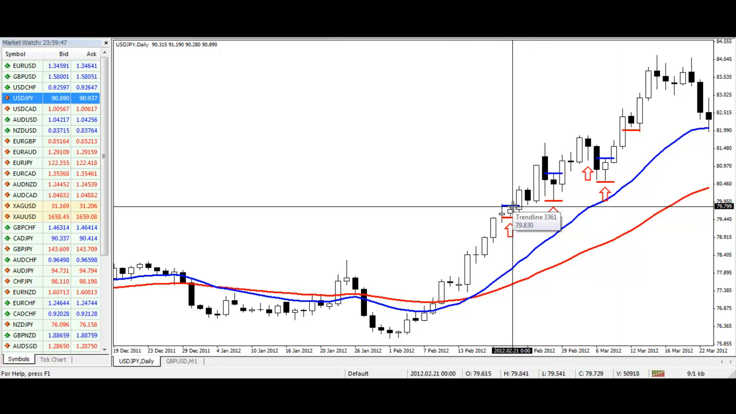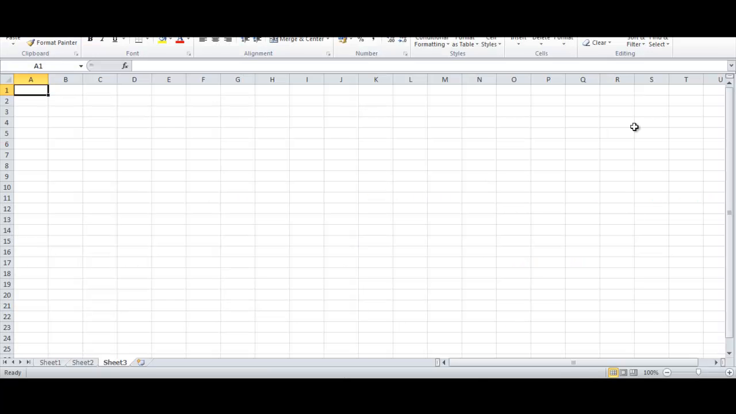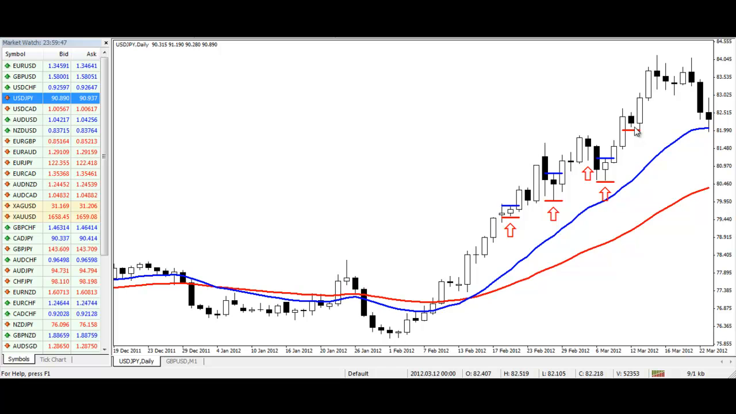The first one was risking around 35 pips. 35 pips there. And we turned around with a profit of 225 pips. So it's 225 pips from risking 35. We made 6.4% off that one trade.